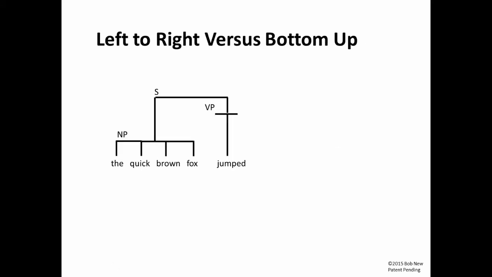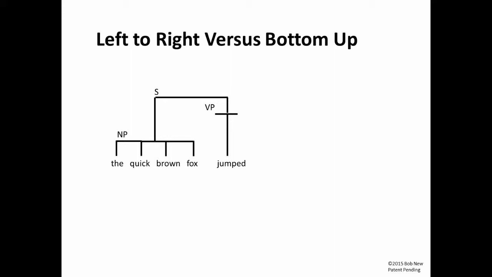So let me emphasize why I think left to right deserves consideration compared to bottom up. We don't have to hear all of the words of a sentence before we can construct the tree structure. So when we get to the word jumped, we've added the S node and the VP node. With bottom-up construction, we had to hear all of the words of the sentence before we could add these two nodes.